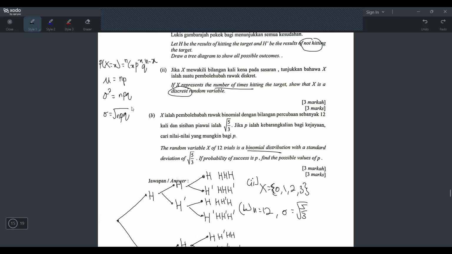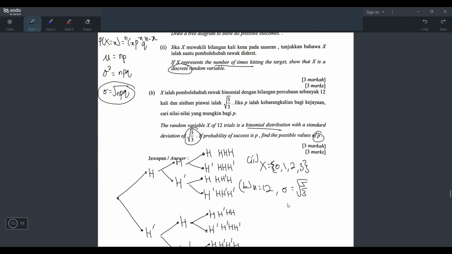So which formula do you think you will use in this question? Of course, the standard deviation, because they mentioned the standard deviation is square root 5 over 3. But they say find the possible values of p. Let's use the standard deviation formula first and see what happens. So it will be square root npq equals square root 5 over 3. So n times p times q, it will be 12 times p, but the p I don't have, I need to find. The q also I don't have, but we all know q is actually 1 minus p, because the total probability must always be 1. So p and q add together is 1, and that's why you can write 1 minus p.